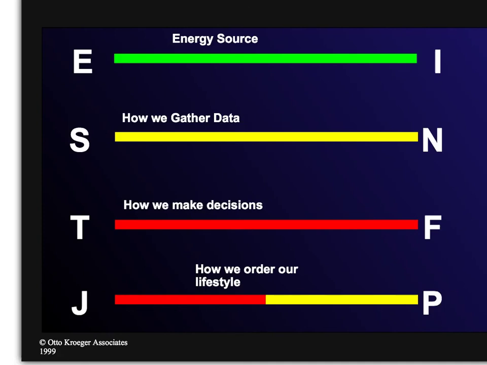And then the last dichotomy area right here is how we like our day to go, how we order our lifestyle. And we'd like to do it as a judger or as a perceiver. And so in our next video, we'll be talking about the SN dichotomy, how we gather data.